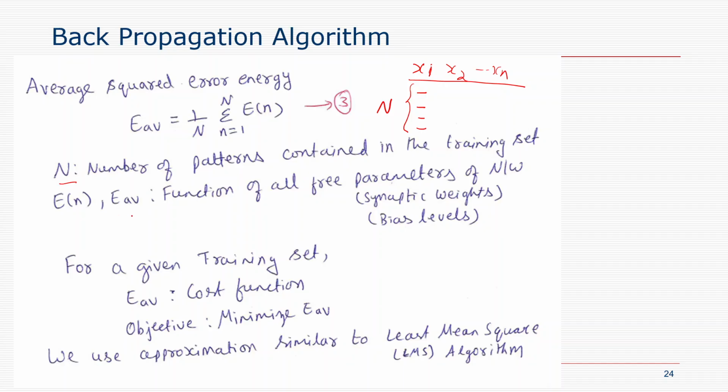And E of n and E average are functions of all parameters of the network. That is, this includes weights and also biases. For a given training set, E average, that is E_AV, is the cost function. The objective of the algorithm is to minimize the total overall average error.